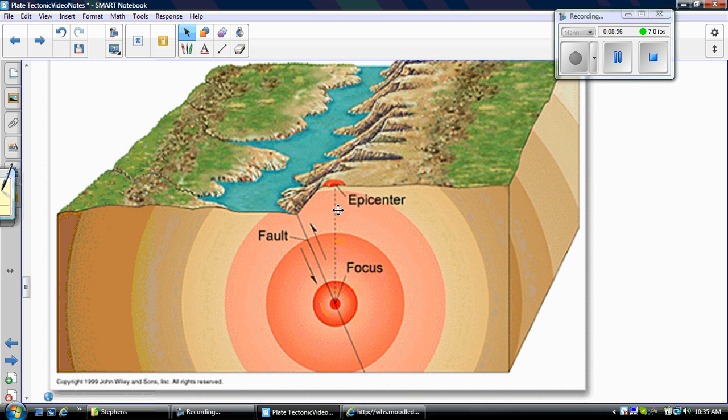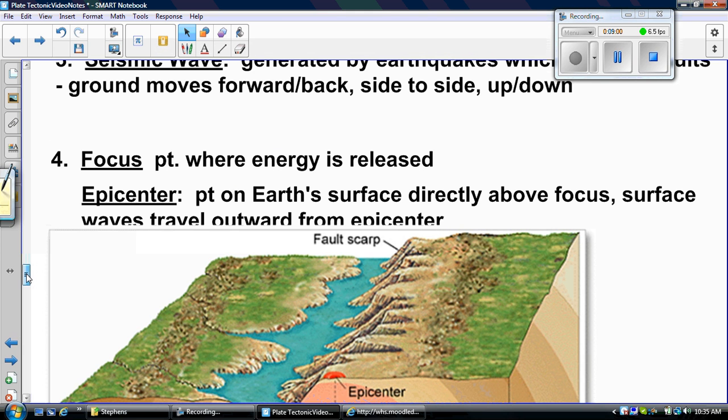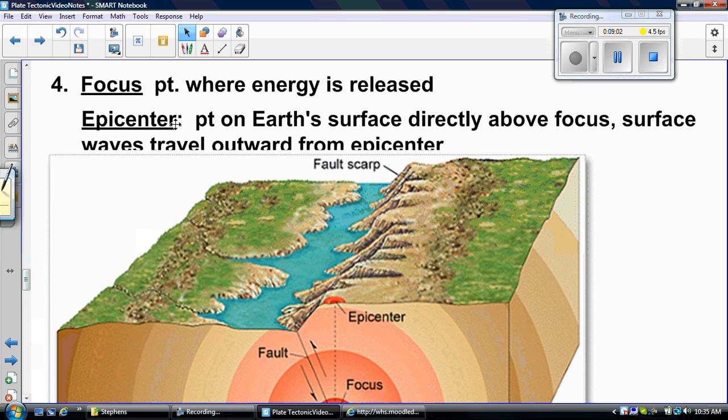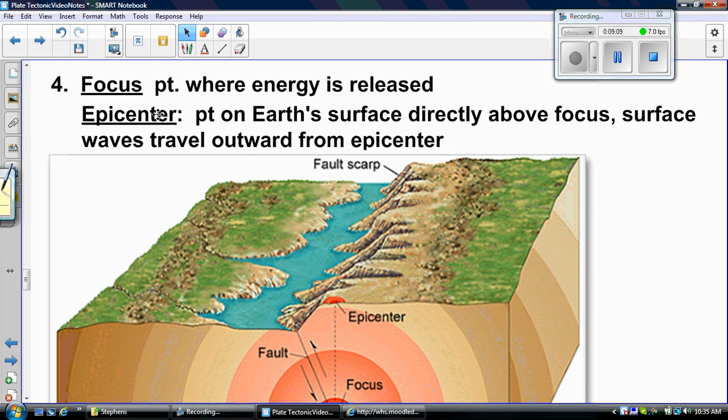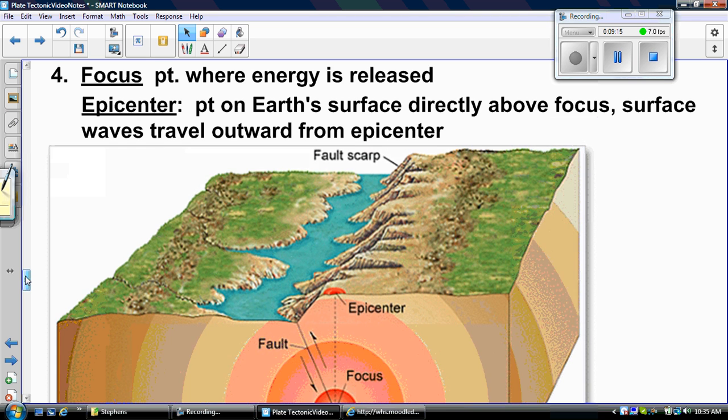Now, directly above the focus on Earth's surface is called the epicenter. So those are two terms you want to know. The focus is the point where the energy is released. It's always underground. The epicenter is the point on Earth's surface directly above the focus. This is where surface waves travel out from. And we'll talk about surface waves in just a minute.